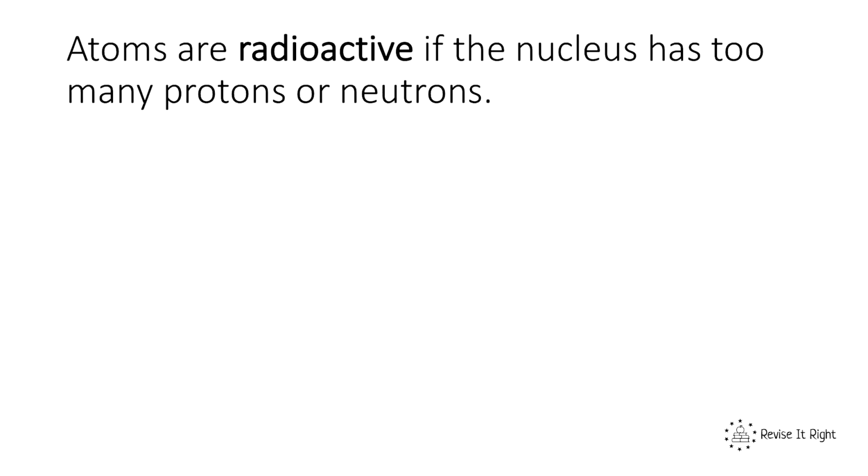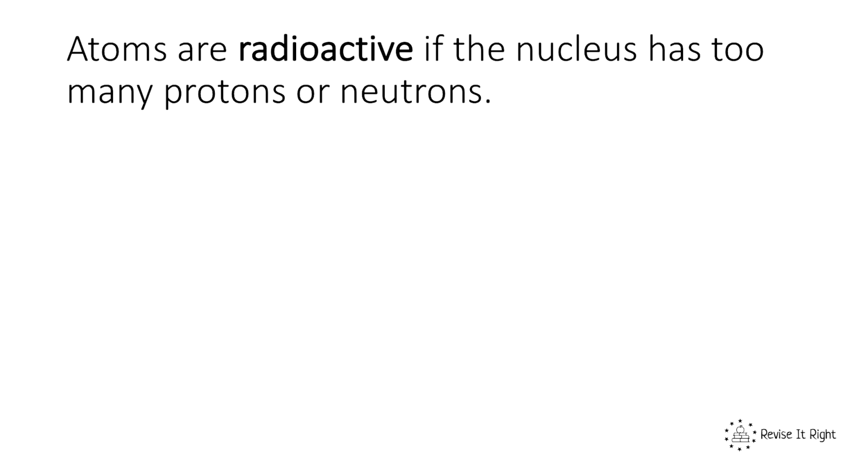Atoms are radioactive if the nucleus has too many protons or too many neutrons. So for example, our isotopes that we just looked at. This makes the nucleus unstable. All types of radiation come from the nucleus of the atom, and you cannot predict when a nucleus will emit radiation, as the process is completely random.